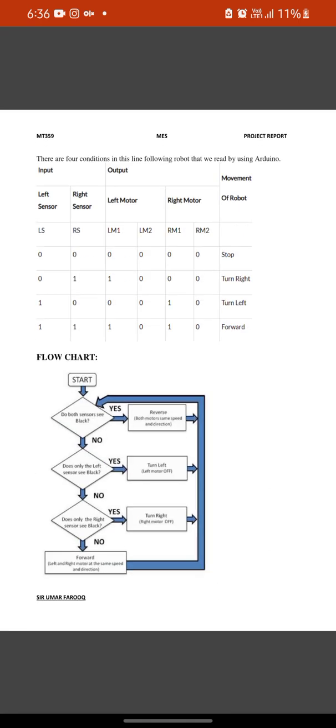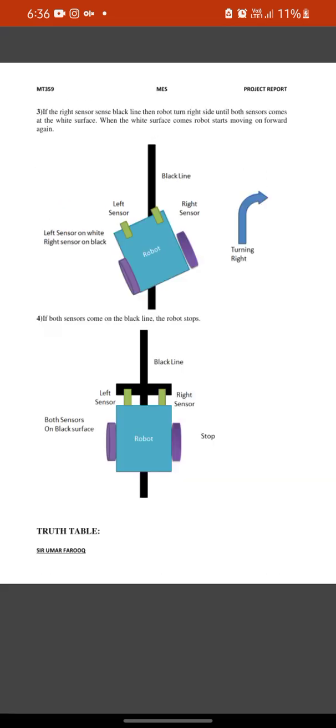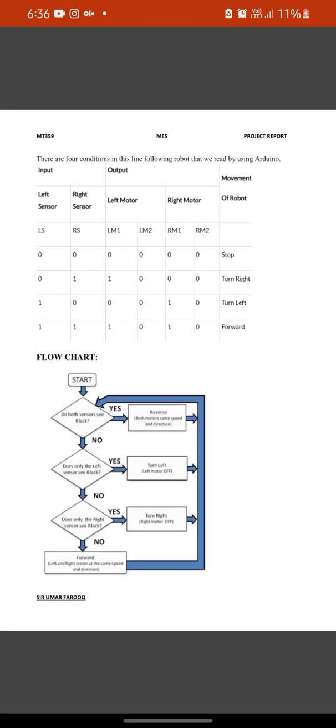So this is the truth table, the input and output of the movement of the robot. Left and right sensors, then left motor LM2 LM1, right motor RM1 RM2. If both are 0, then the robot stops. If the right sensor is 1, then the right motor is moving and the robot will turn right. If the left sensor is 1, the other motor is on, and it will turn left. For forward, both left and right sensors should be on. In this case, the robot will move forward.